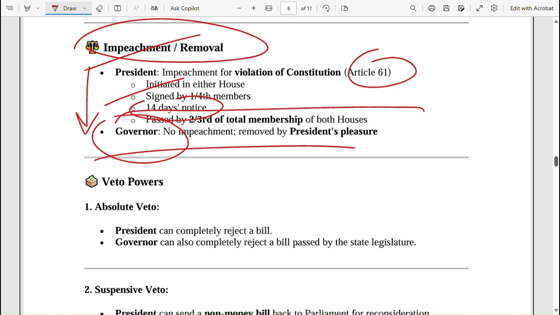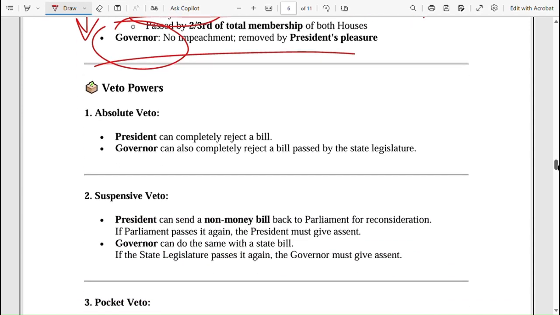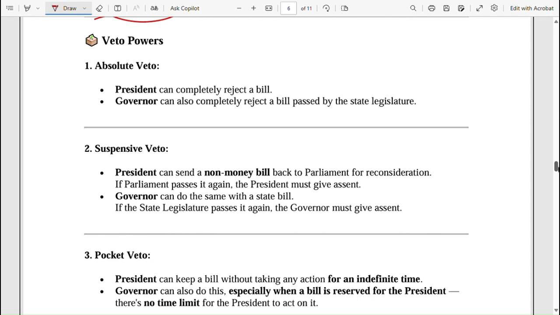Whereas for governor, here no impeachment takes place. As the governor holds office according to the president's pleasure, he can be removed at any time. There is no procedure to remove him. So the president himself can remove the governor.